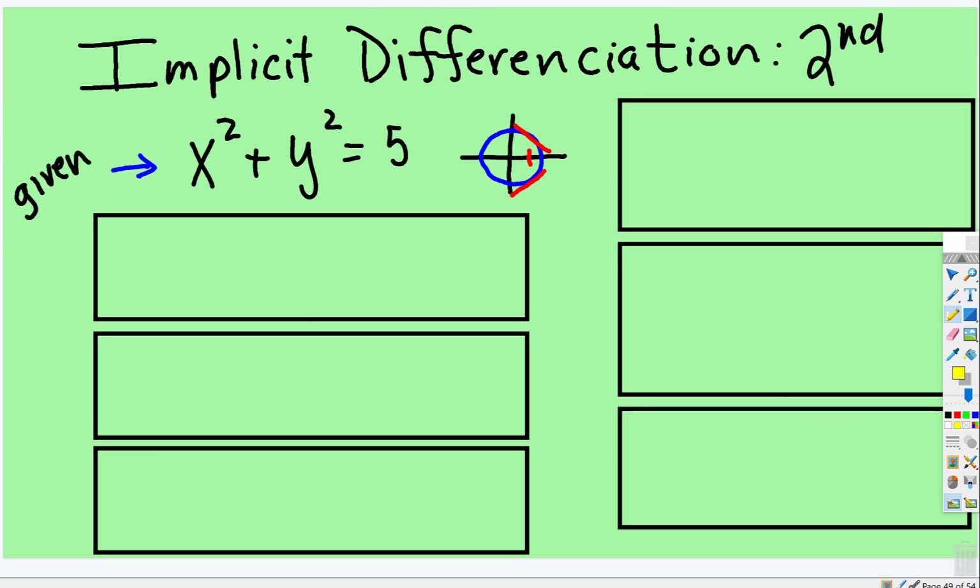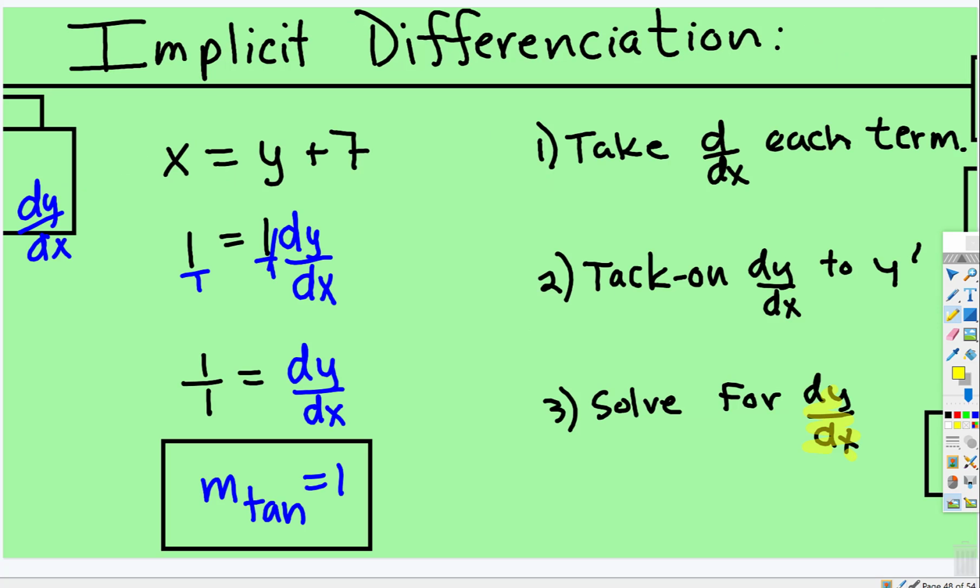Okay, let's see if I've got one here. Okay, so that's it for simple implicit differentiation. We're going to do an example of when you take the second derivative implicitly. That'll be the next video.